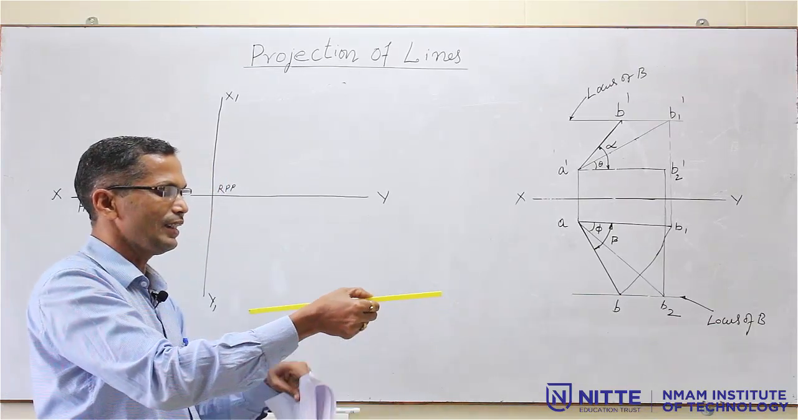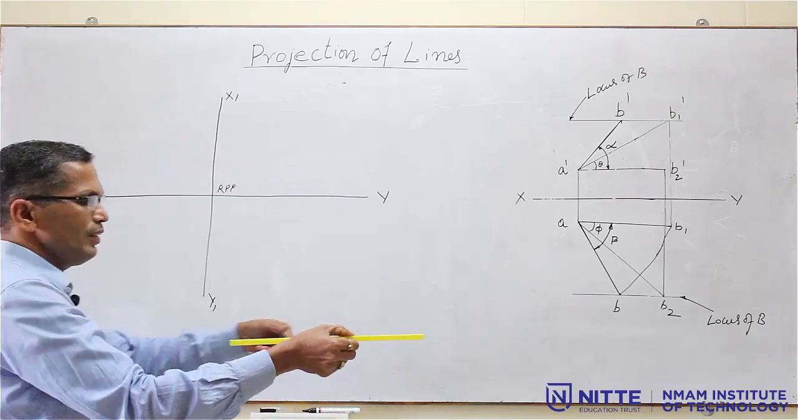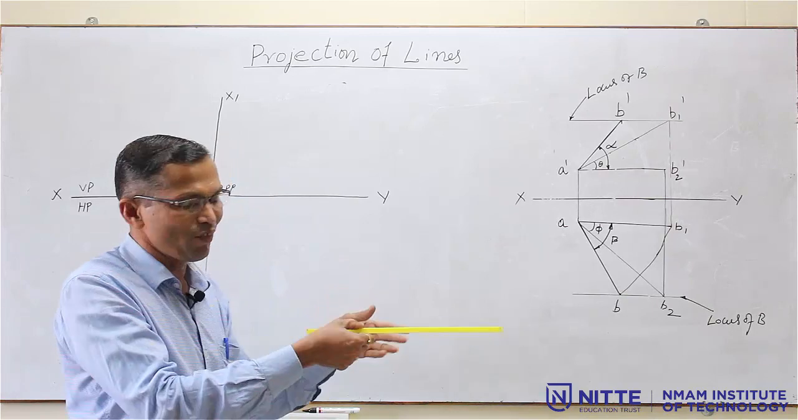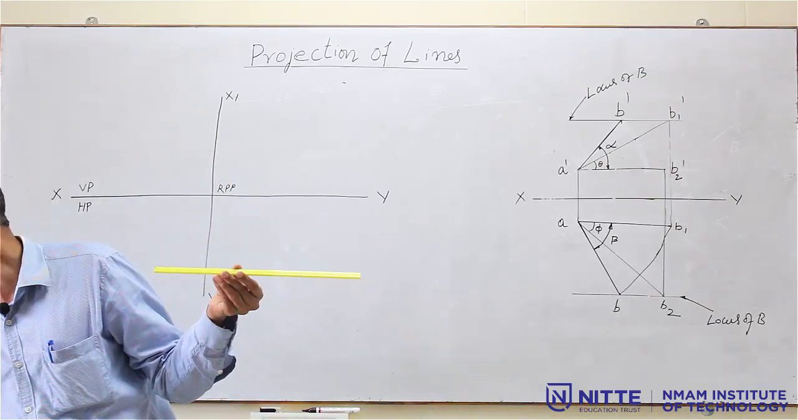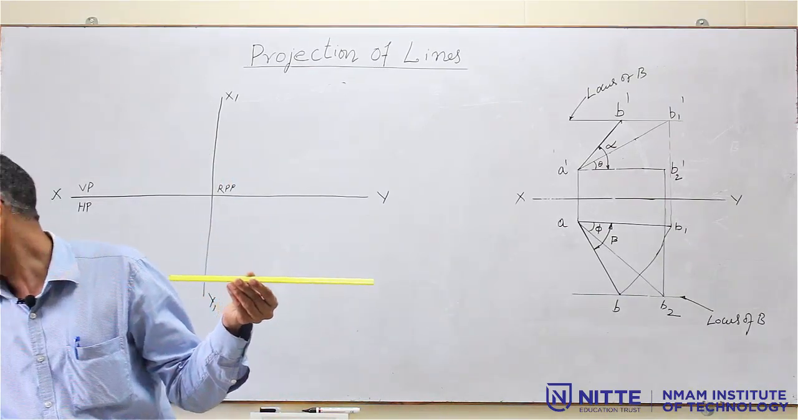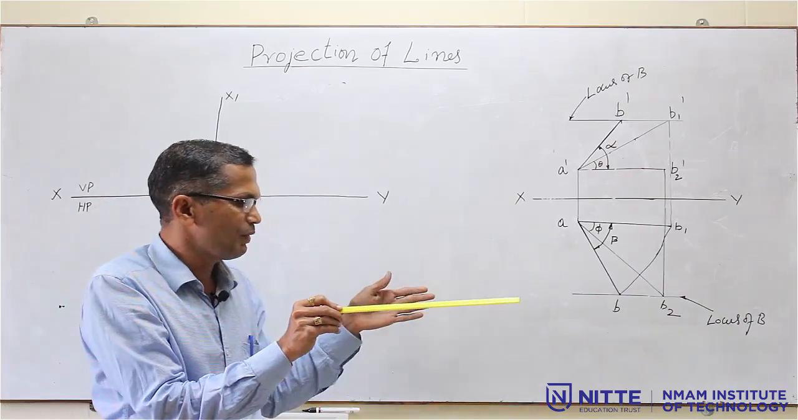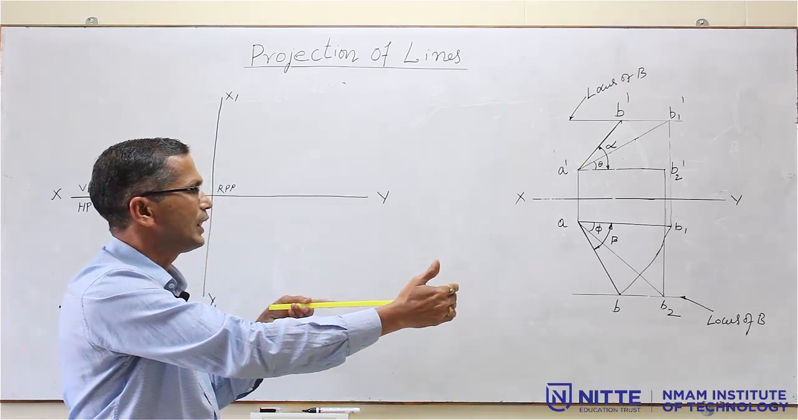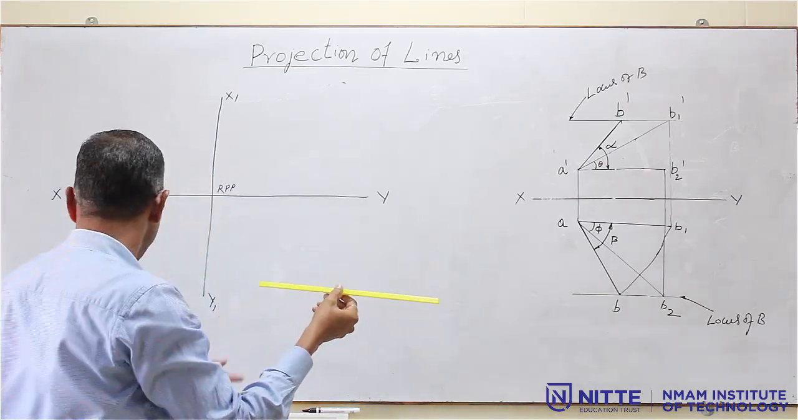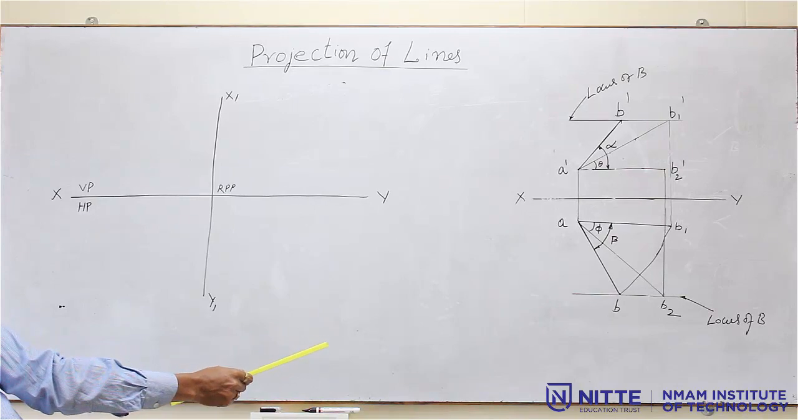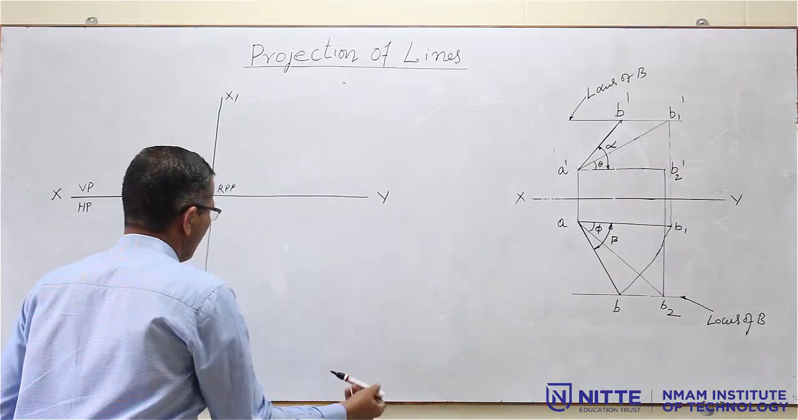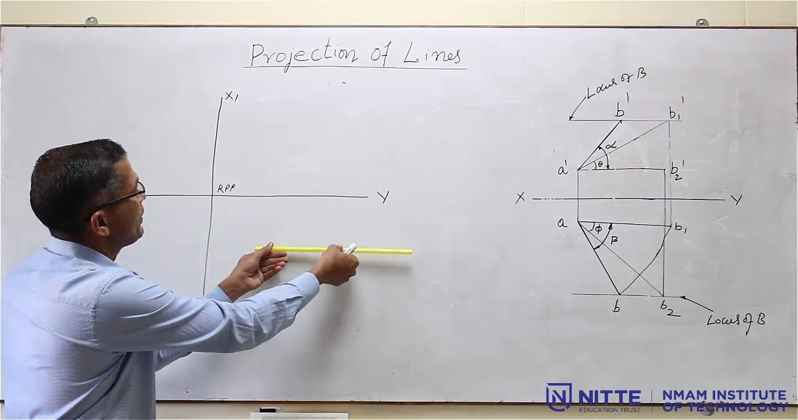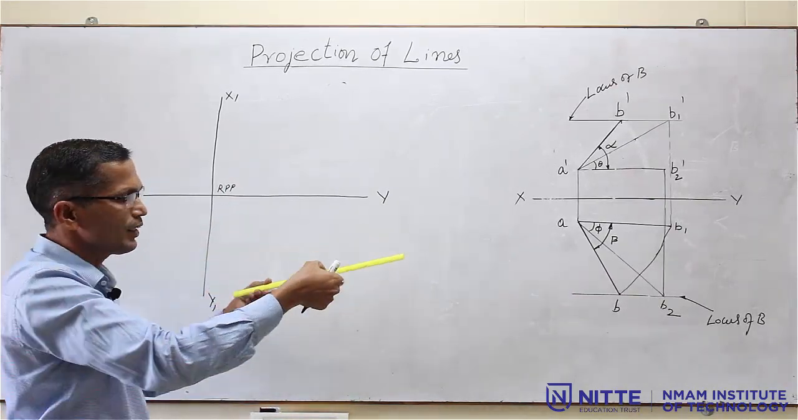That means the line is 30 mm from the ground, and in front of VP how much, that is also given, 20 mm in front of VP. That means this distance is 20 mm, and from the profile plane they are given one end of this line is 20 mm from the right profile plane. Now, when it is parallel to VP, its front view will be a true length like this. Similarly, the top view.